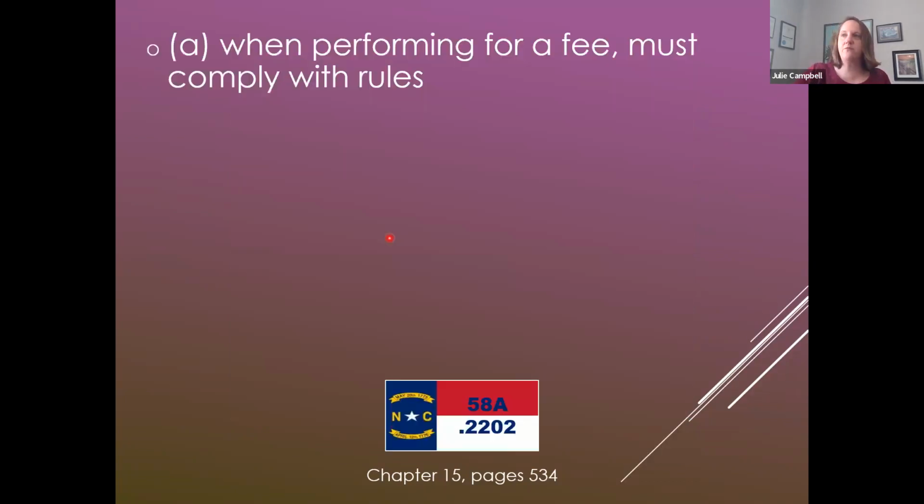Starting on page 534, again, we're looking at rule 58A.2202. Provision A says that when we're performing for a fee, we have to comply with the rules. So if you're charging somebody to do this, you need to follow the commission rule.